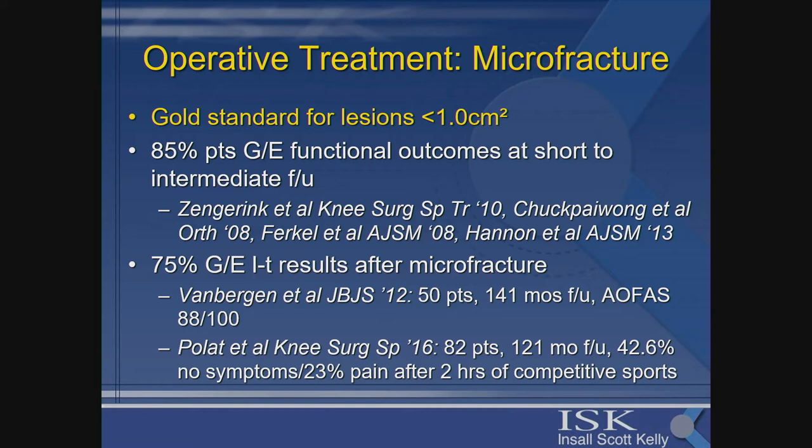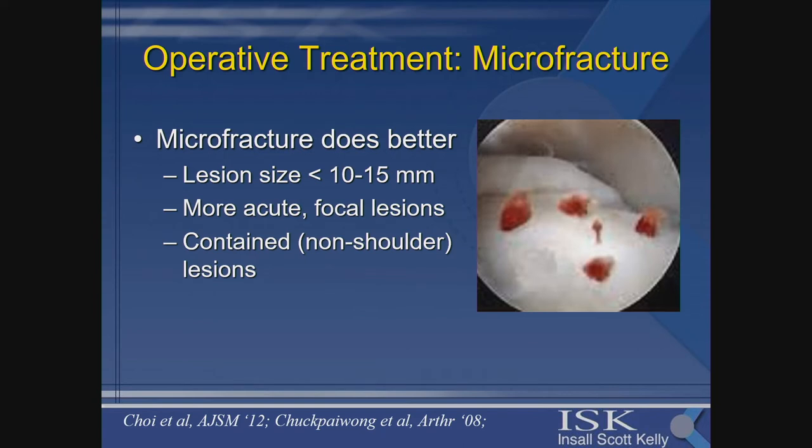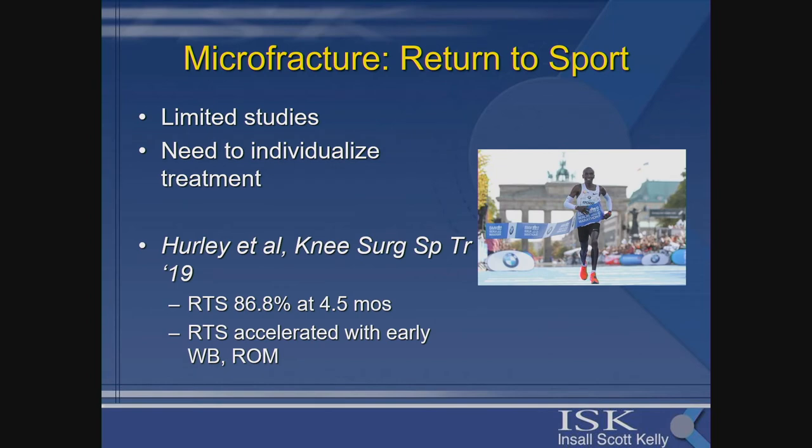They start going down after that, and it's been shown in the literature that sometimes these patients just don't do well in the long run, so over 4 years. So microfracture, again, smaller lesions, more acute focal lesions, and it should be contained, so non-shoulder lesions, those are the best. In terms of return to sport, really very limited studies.